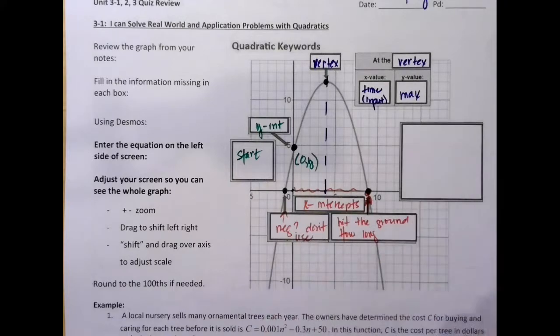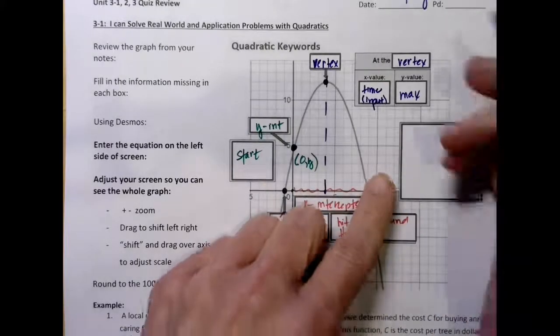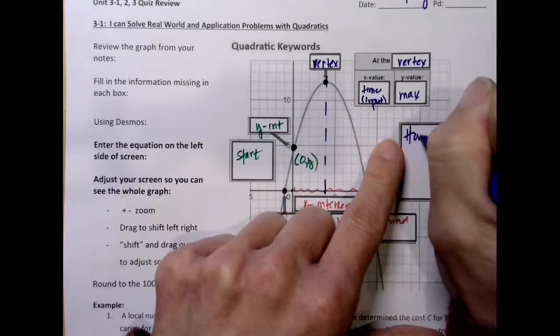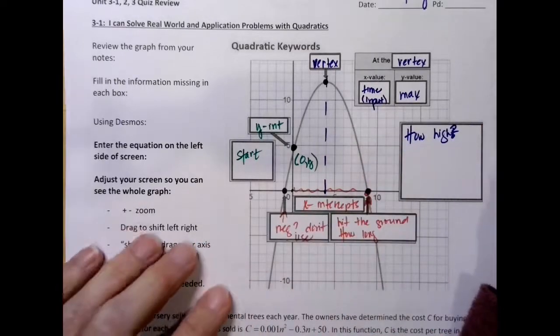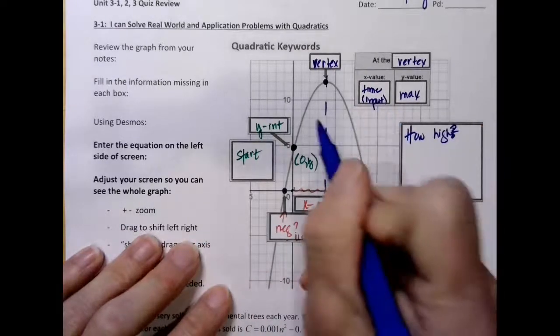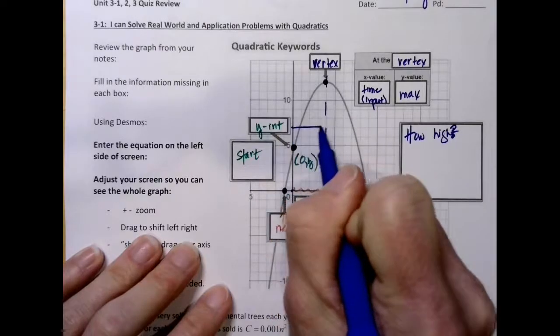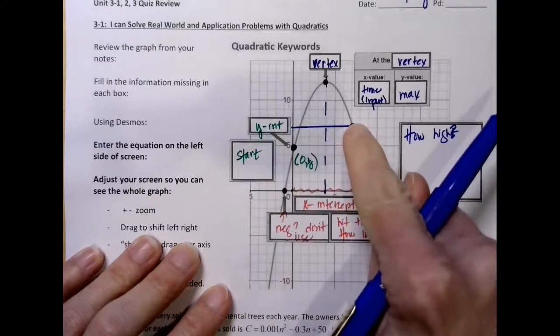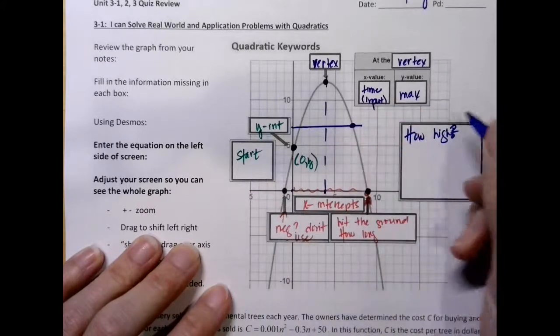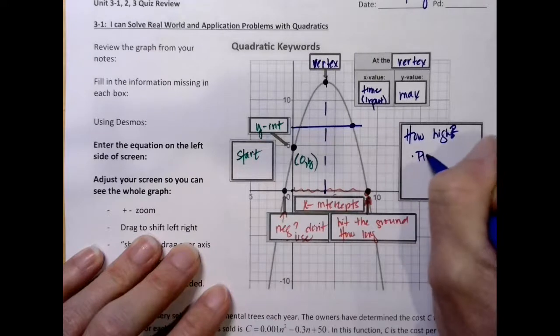This extra box, I want to make sure that you know what it's for. If you are asked how high something is at a specific time, what we can do is you can always graph a horizontal line, and that can tell you the time that something is at the height, or you can always plug in values.